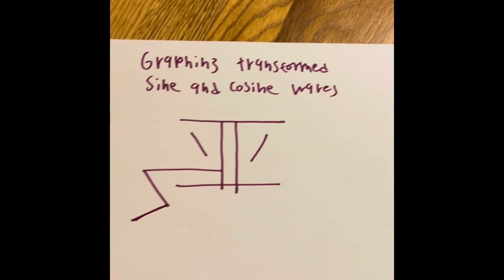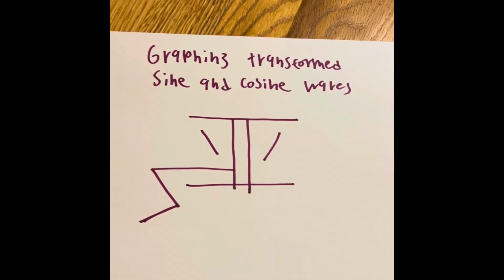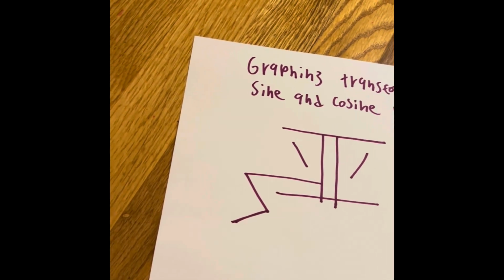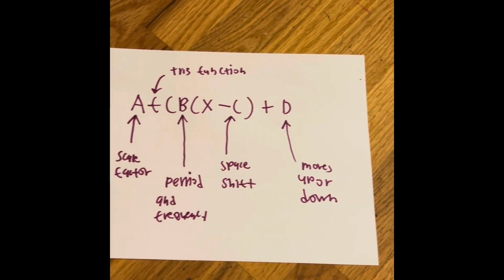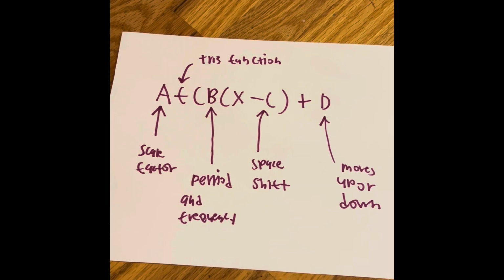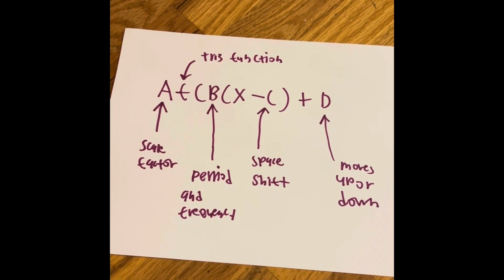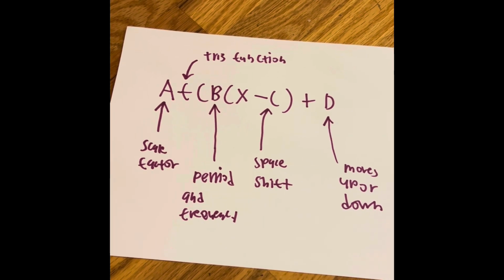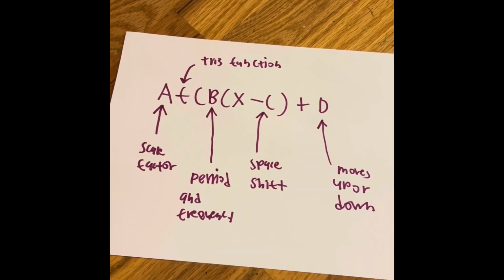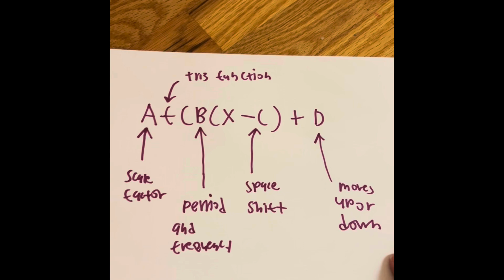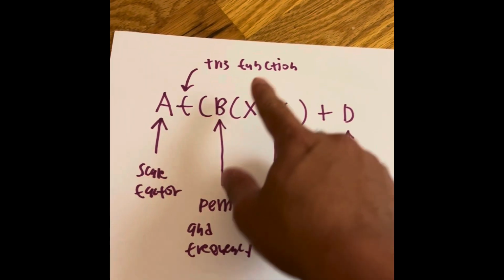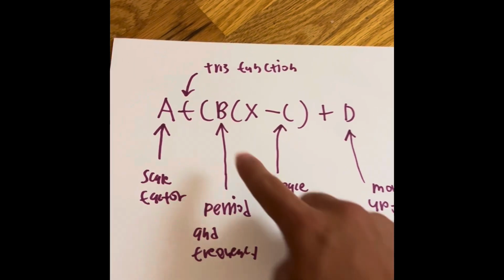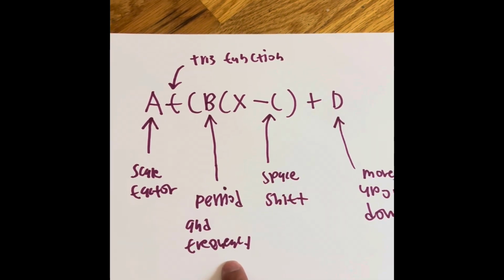Well, since we are talking about graphing and transforming the sine and the cosine waves, here is what it looks like. The A represents your scale factor, which represents the troughs and the tops, meaning how tall the amplitudes are going to be or how wide they are. The F is simply the function that you put inside. The B represents the period and the frequency.